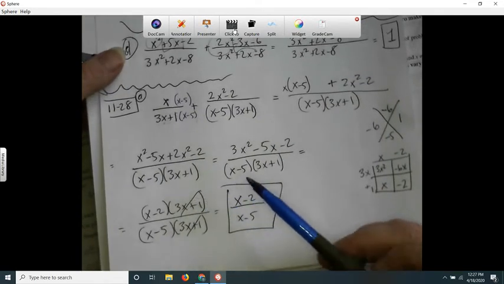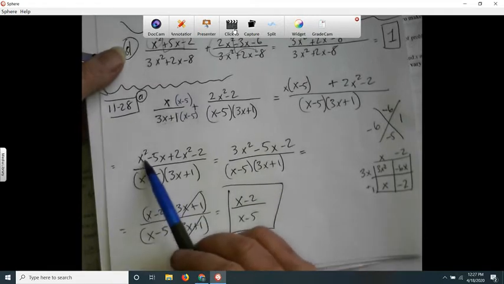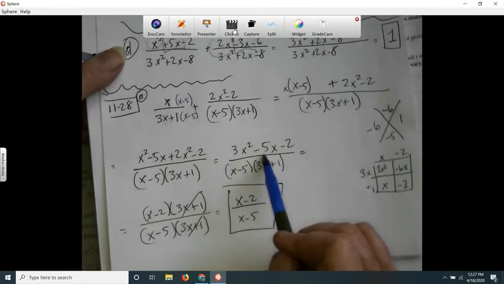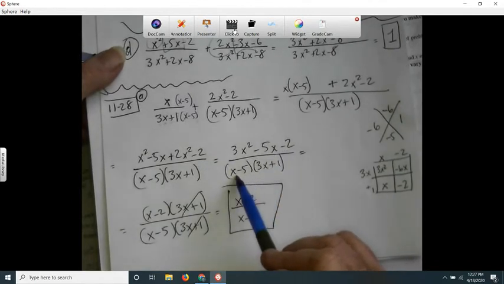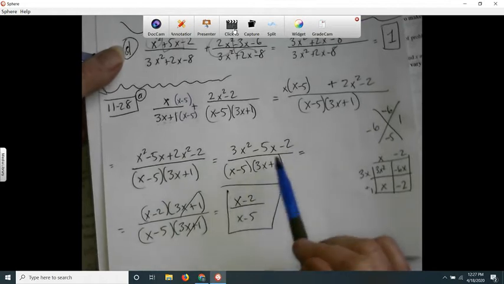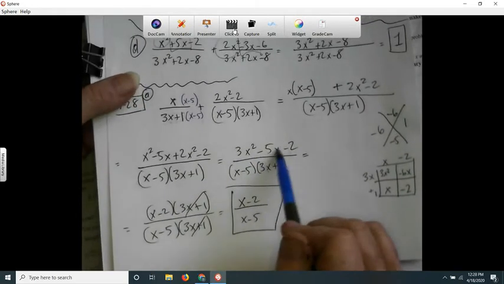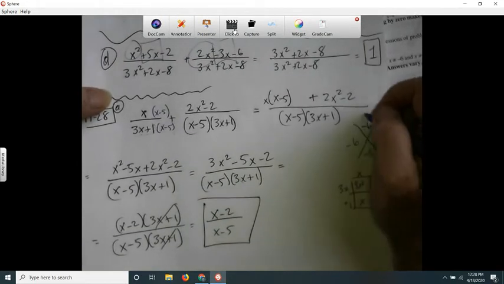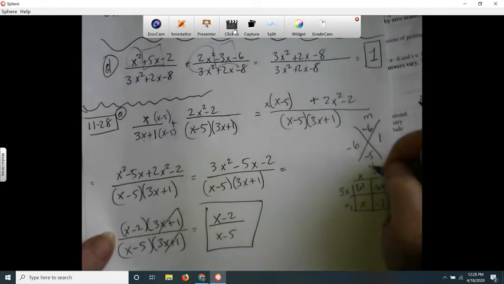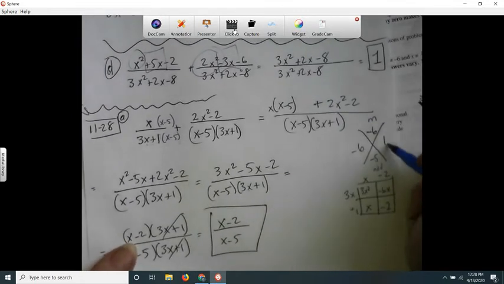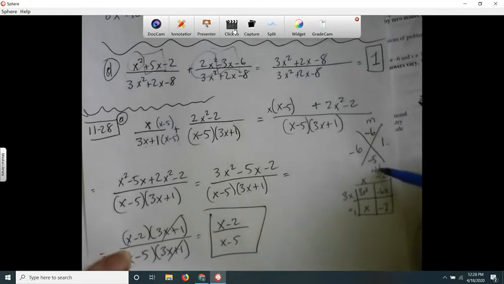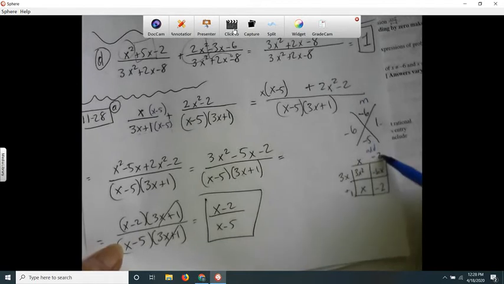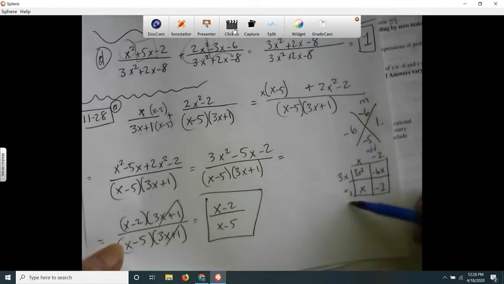And then it looks like I can combine the x squared and the 2x squared. That's 3x squared minus 5x minus 2. Okay, and then I'm going to go ahead and see if that'll factor nicely. So 3 times negative 2 is negative 6. What multiplies to make negative 6 and adds to make negative 5? Well, negative 6 times 1 makes negative 6 and adds to make negative 5. So I put it in my area model box, and I got x minus 2 and 3x plus 1.